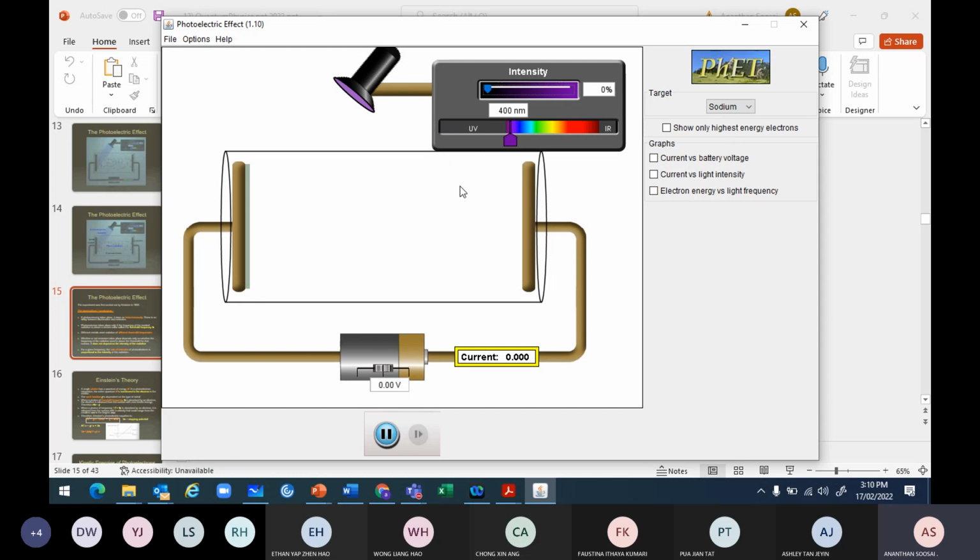First, you see here, I shine a light. On top is the intensity, and at the bottom is the wavelength, different wavelengths. First, let's say I increase the intensity. When I increase the intensity, electrons get energy and are released, and we get current. This is the current due to the electron flow in the circuit.